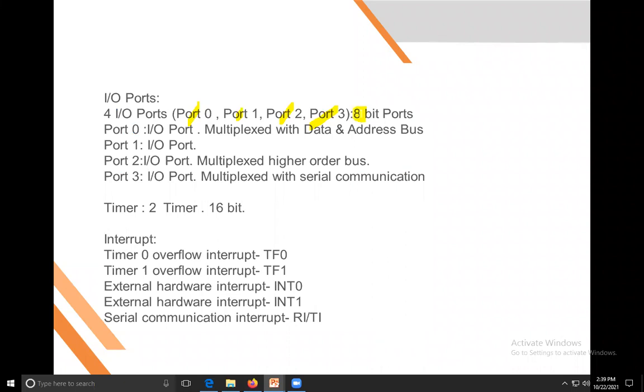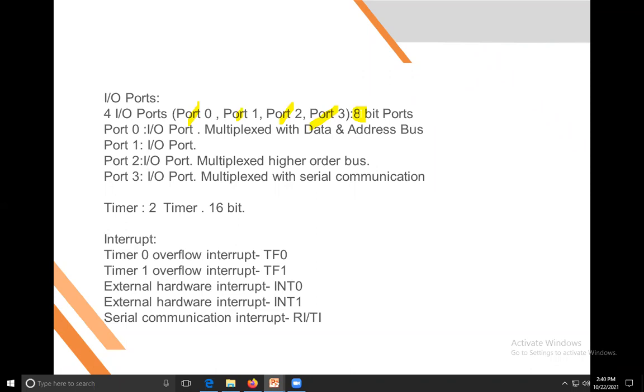They are giving 4 ports, but one port is 4-bit, another port is 8-bit, third port is 8-bit. So they divide the ports, or fewer pins are given to connect the data there. But here, 8051 is the basic controller, the first controller you can say. So here all the data is 8-bit, all are 8-bit ports.